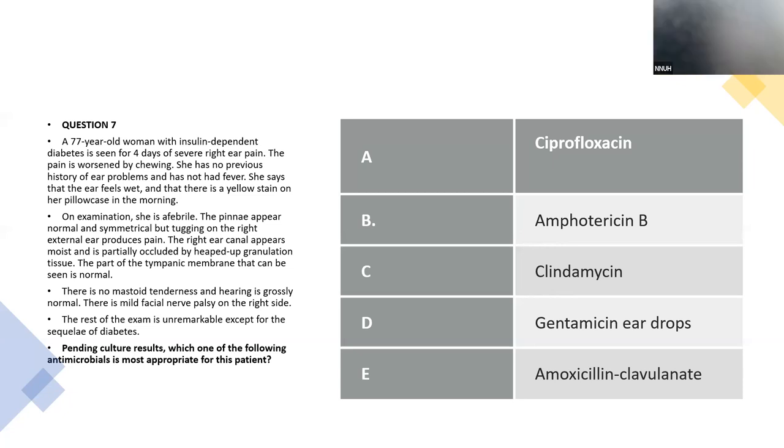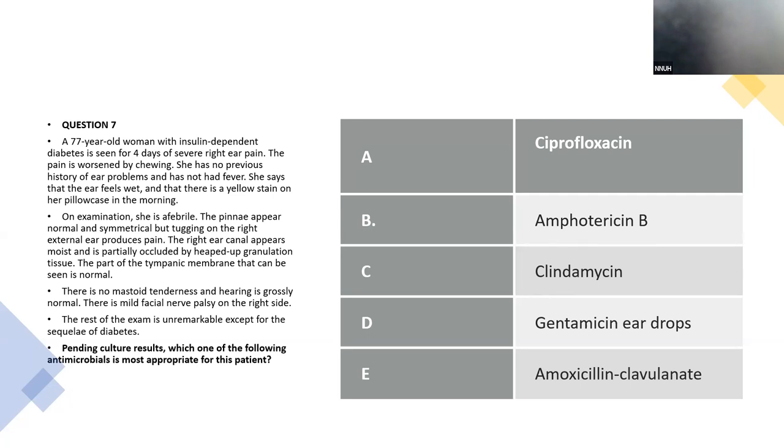Okay, inshallah. A 77-year-old woman with insulin-dependent diabetes is seen for 4 days of severe right ear pain. The pain is worsened by chewing. She has no previous history of ear problems and has not had fever. She says that the ear feels wet and that there is yellow stain on her pillowcase in the morning. On examination, she is afebrile. The pinnae appear normal and symmetrical, but tugging of the right external ear produces pain.